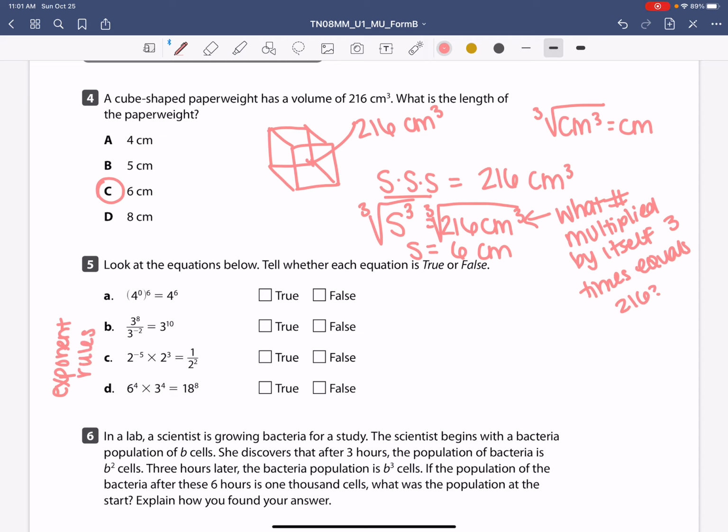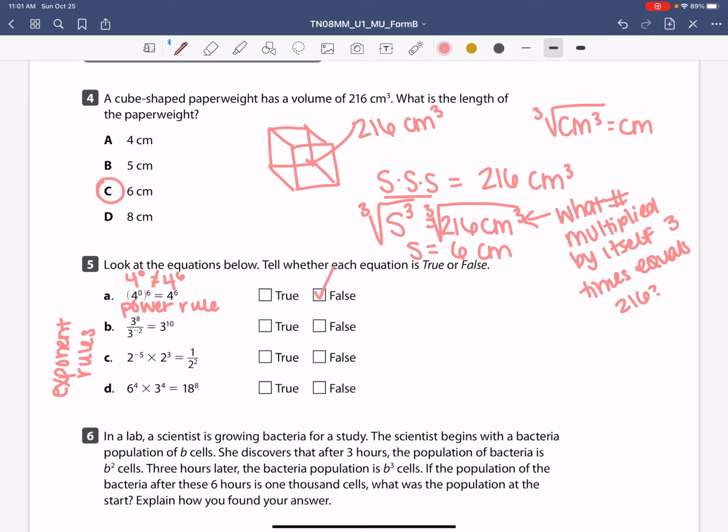All right, A, 4 to the 0 power to the 6 power. This is the power rule. And I'll go ahead and write that underneath. Power rule says keep your base, which they did, multiply the exponents. 0 times 6 is 0. So 4 to the 0 is not equivalent to 4 to the 6th power. So that's false.